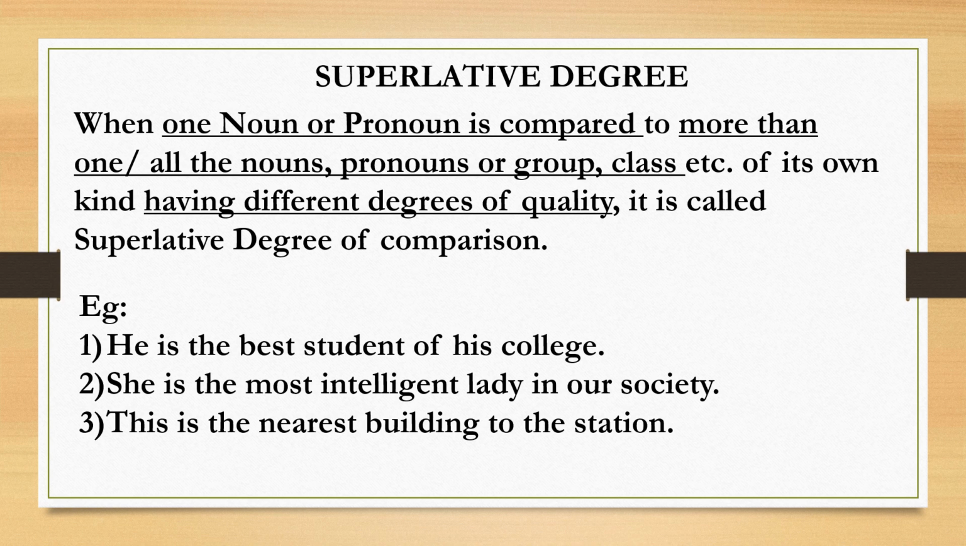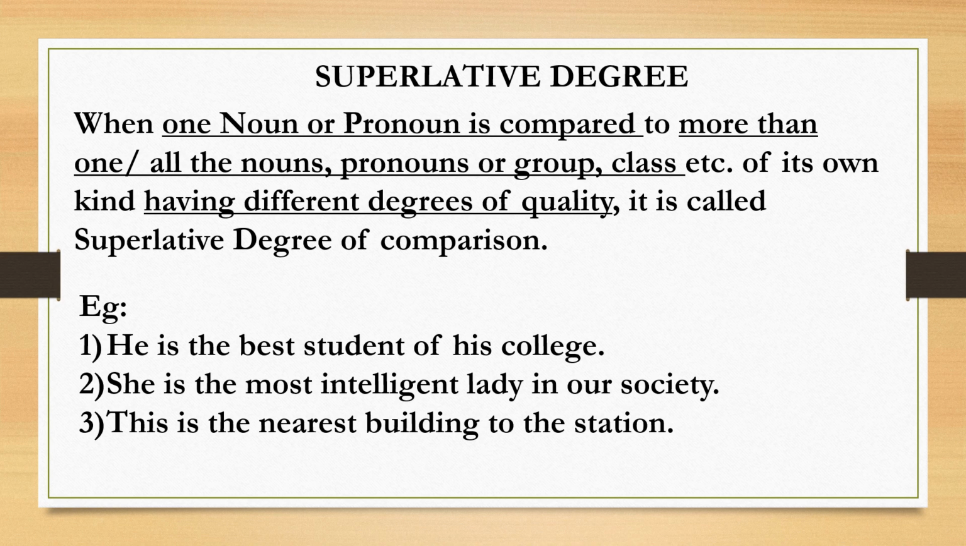What is a superlative degree? When one noun or pronoun is compared to more than one or all the nouns, pronouns, or group or class of its own kind having different degrees of quality, it is called superlative degree of comparison.